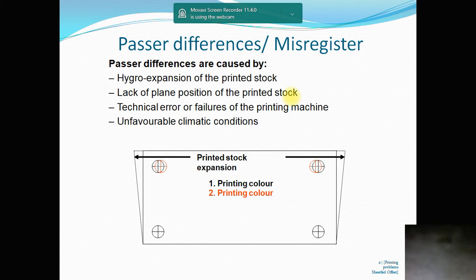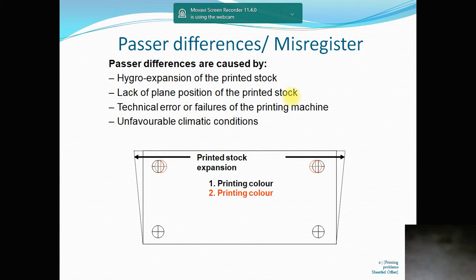So when the stock is positioned on an uneven table, the stock will get misregistered. The next print may get misregistered. Lack of plain positioning of the printed stock. Then technical error or failure of the printing machine. Sometimes due to the failure of the printing machines, that means failure of the transferring and registration unit, this misregistration may occur. And in certain cases, unfavorable climatic conditions also lead to this misregister.